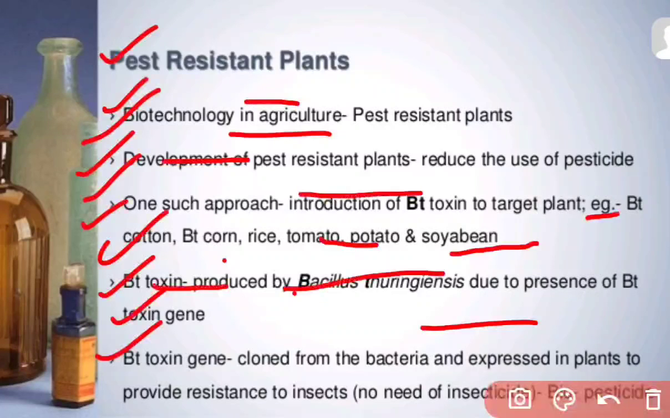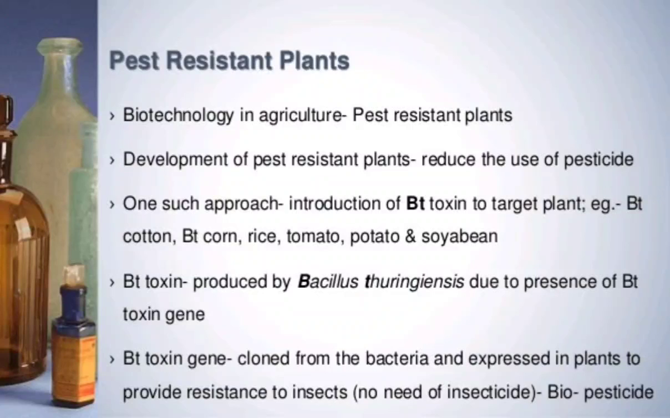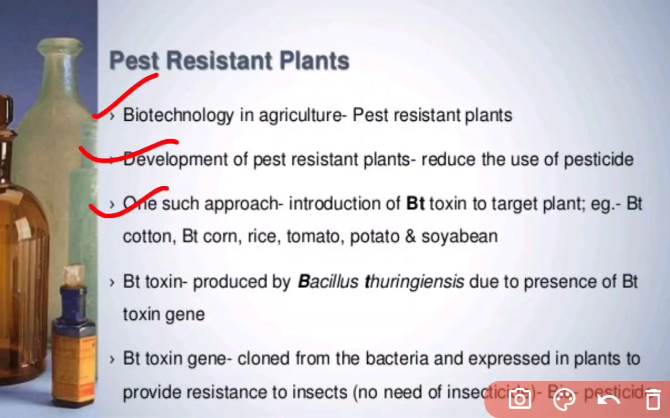So look at the first one, what is coming now. Now we can see here a pest resistant plant, how we can create it. First, biotechnology in agriculture: development of pest resistant plants reduces the use of pesticides. If we are using pest resistant plants, we can reduce the use of pesticide. One such approach is the introduction of BT toxin. BT means Bacillus thuringiensis. This is a bacterium that produces the BT gene, actually the cry gene. So the BT toxin is produced, and that is introduced into the target plant.